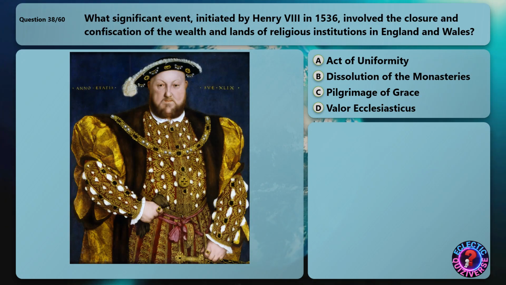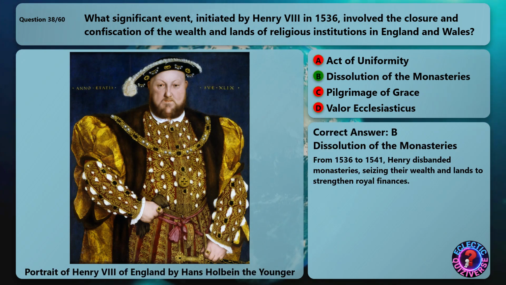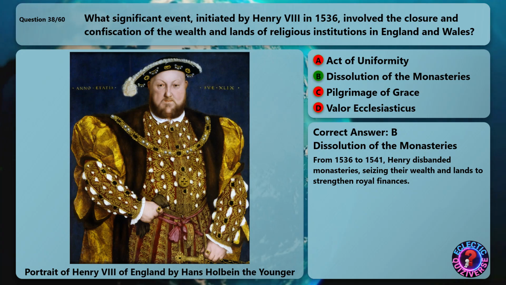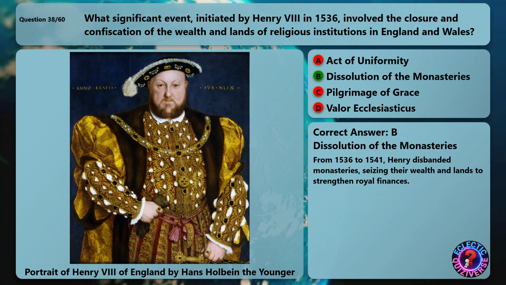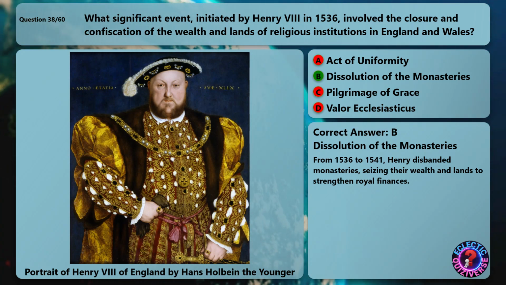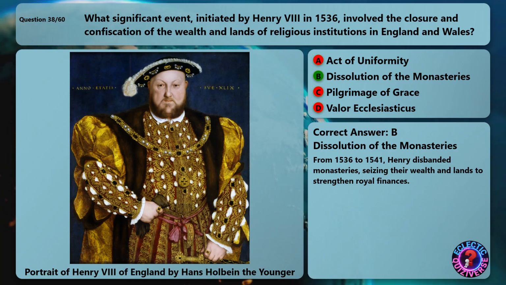What significant event, initiated by Henry VIII in 1536, involved the closure and confiscation of the wealth and lands of religious institutions in England and Wales? The correct answer is dissolution of the monasteries. From 1536 to 1541, Henry disbanded monasteries, seizing their wealth and lands to strengthen royal finances.